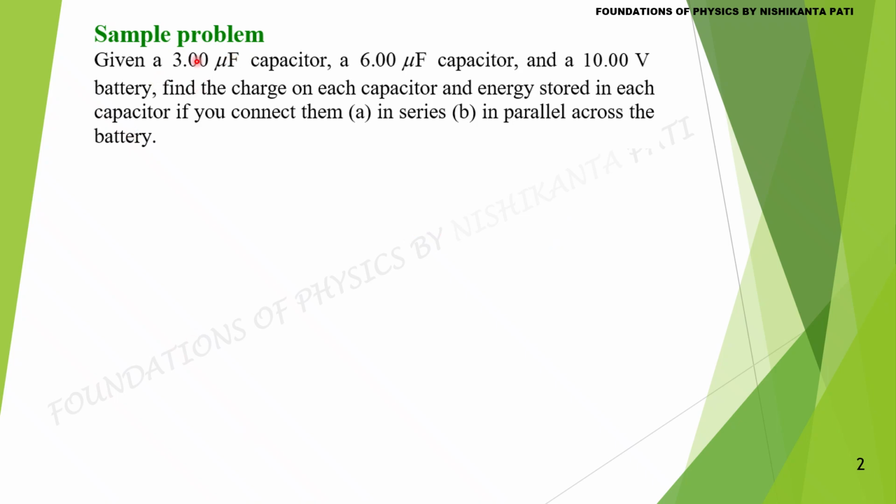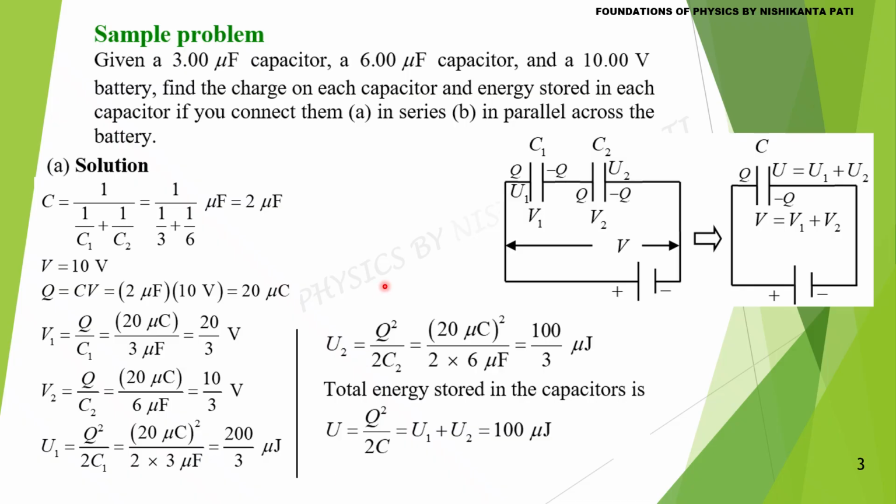So given a 3 microfarad capacitor, a 6 microfarad capacitor and a 10 volt battery, the capacitors are connected in series and then in parallel across this battery. The capacitors are connected in series, and that group is connected across the battery. Q is the charge here, here also Q is the charge. Potential difference V1, potential difference V2, potential difference V equal to V1 plus V2. Energy stored is U1, energy stored is U2, energy stored is U equal to U1 plus U2.